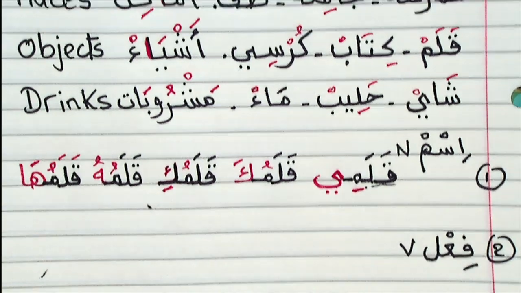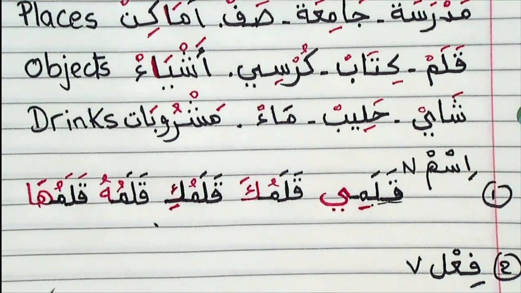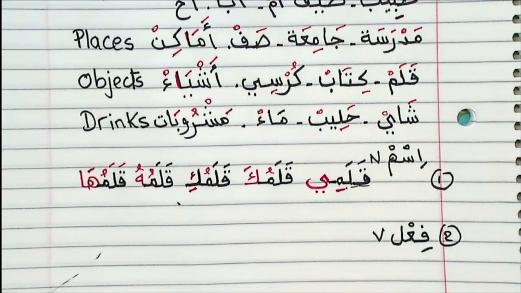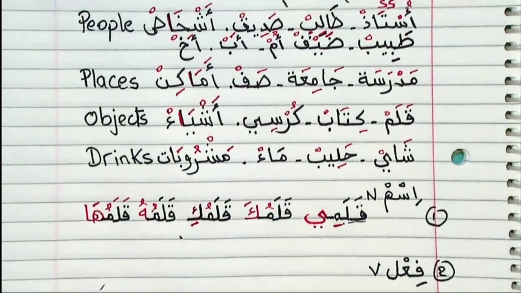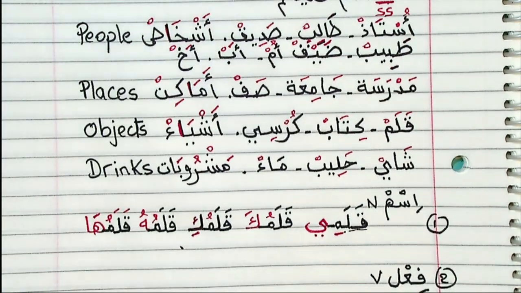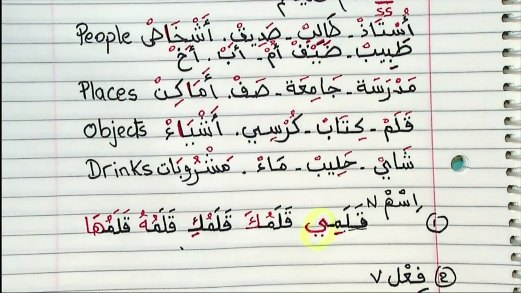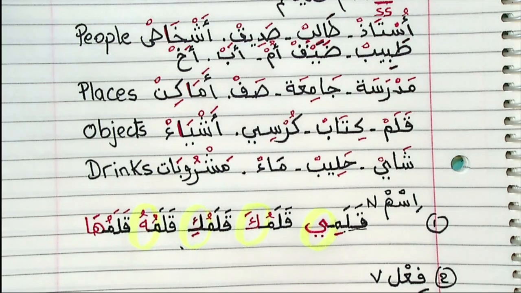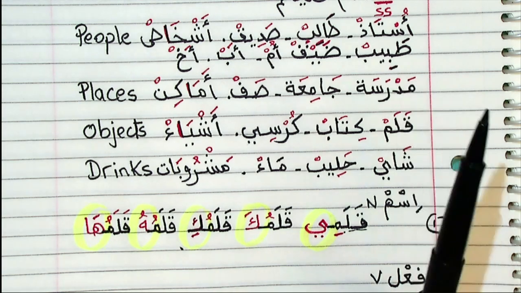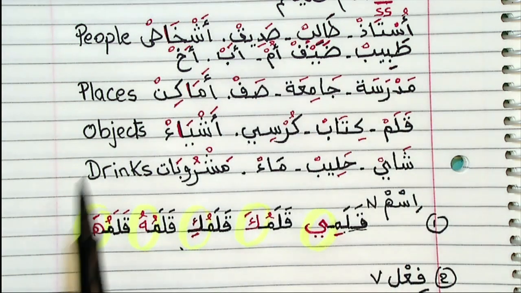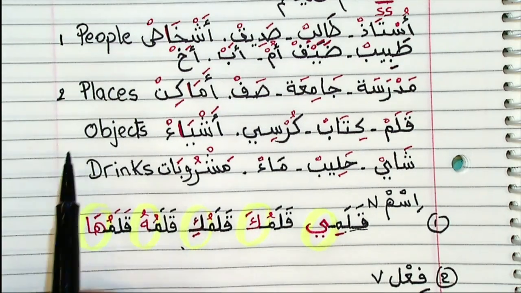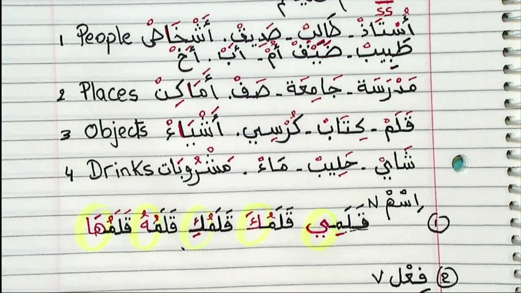All the words that you learn right here, you would actually say my and add it to the noun. So if you want to say ustadi, you can place the possession, my, your masculine, your feminine, his, and her at the end of all these words. What you're doing right here, you're only grouping them, so you know which one is which, and you're also learning the gender of each one.